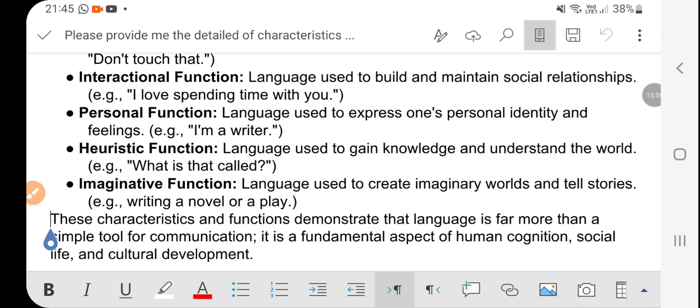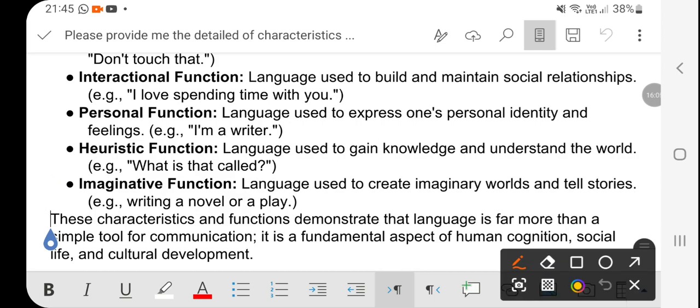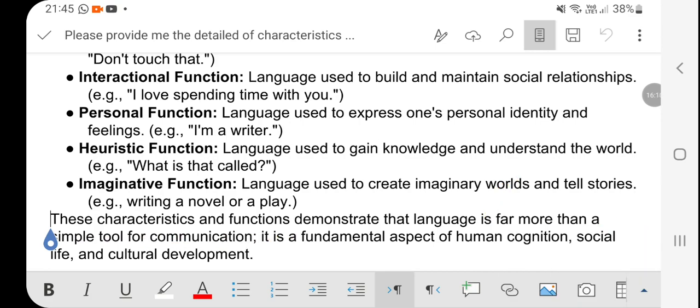So here we have seen that characteristics and functions demonstrate that language is far more than a simple tool of communication. Language is not so simple; it is more than a simple tool of communication. And it is a fundamental aspect of human cognition, social life and cultural development. We have to understand that. So language is very important.